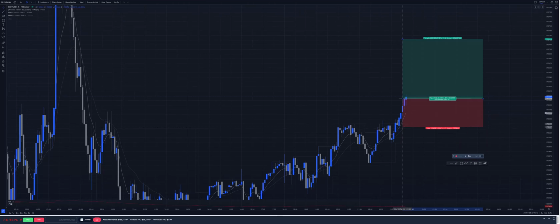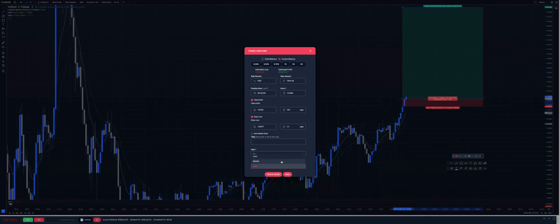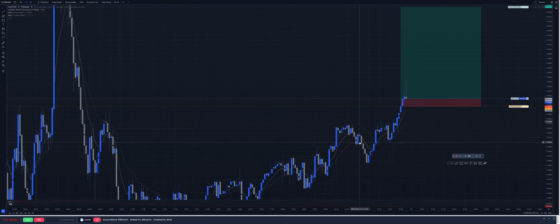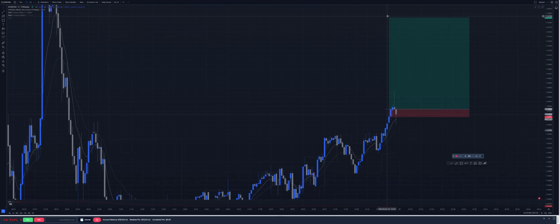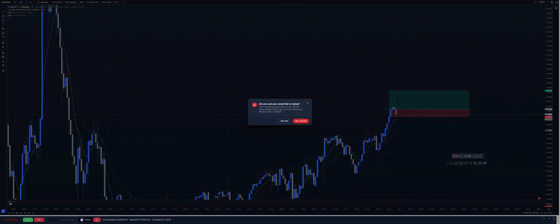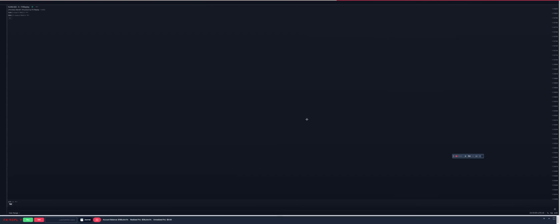Entry right around here. Low somewhere right around here. Probably going to get stopped out, to be honest. Let's see if we would have gotten a break even at least. Yep, break even. Good, good. And that's why we have management, guys. Immediate break even for me.